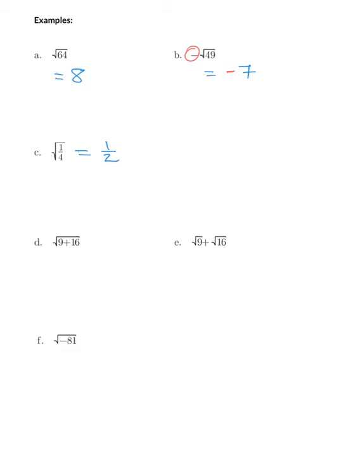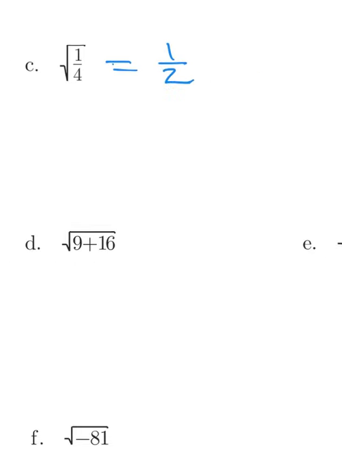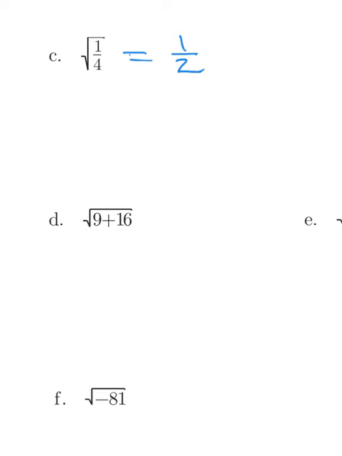Now let's look at D and E. D tells us we want the square root of 9 plus 16. We want to make sure that we follow order of operations, so I want to simplify inside the square root, giving me the square root of 25. And now if we simplify the square root of 25, this is equal to 5, since 5 squared equals 25.